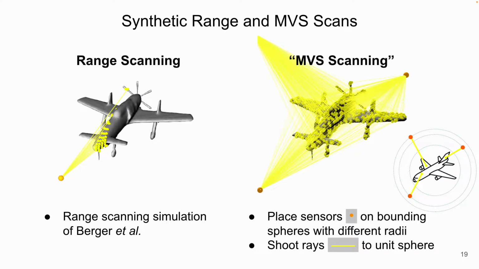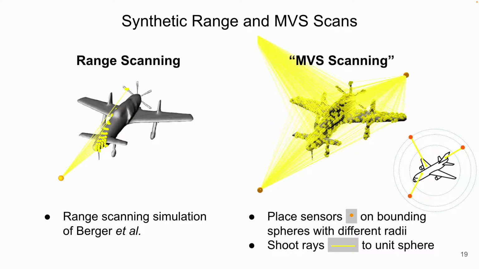But what we do have is a lot of object surfaces from shape collections, such as ShapeNet. And what we do in our work is we synthetically scan these objects. Like this, we can simulate range scanning point clouds, but also point clouds from multi-view stereo. And for synthetic range scanning, we use existing work from Berger et al.